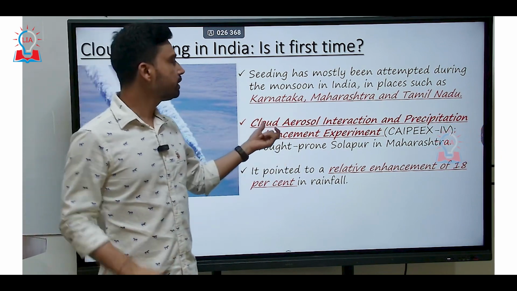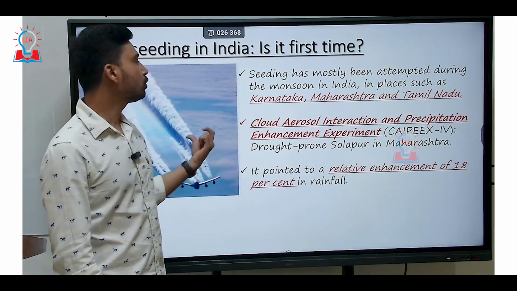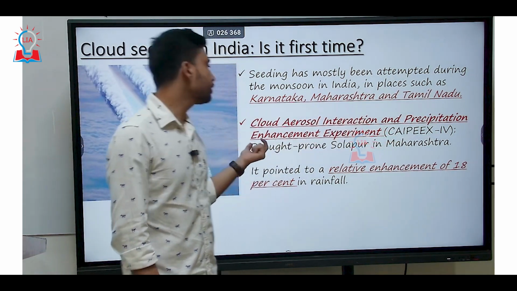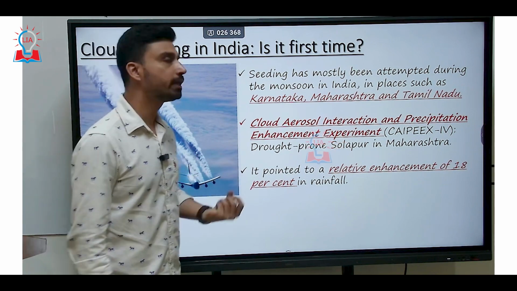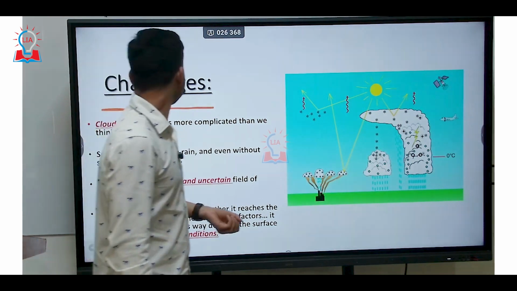And in case of these regions, for example, we talk about the Solapur region in Maharashtra, it was done as a part of CAIPEEX, that is Cloud Aerosol Interaction and Precipitation Enhancement Experiments. It pointed to a relative enhancement of 18% in the rainfall. That means this experiment was successful to a certain extent.